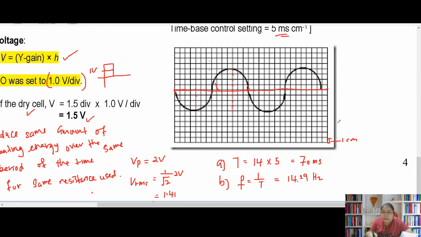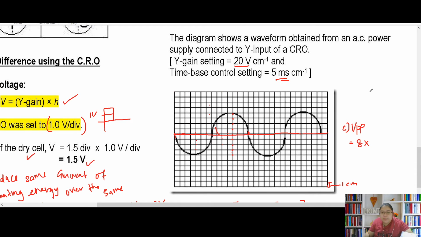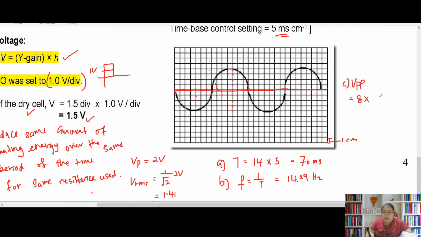So it is 8 boxes. I write here C, VPP equals 8 boxes multiplied by, okay, 1 cm represents 20 volt, is it? So I need to multiply by 20 volt. So the answer here is 160 volt.